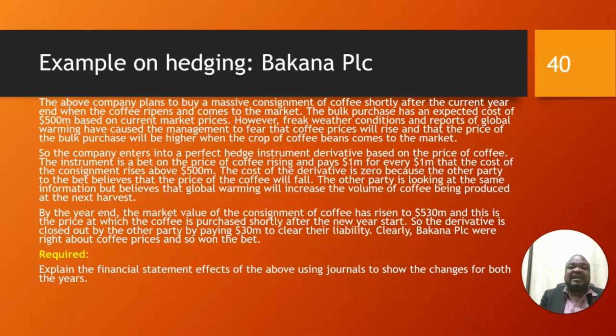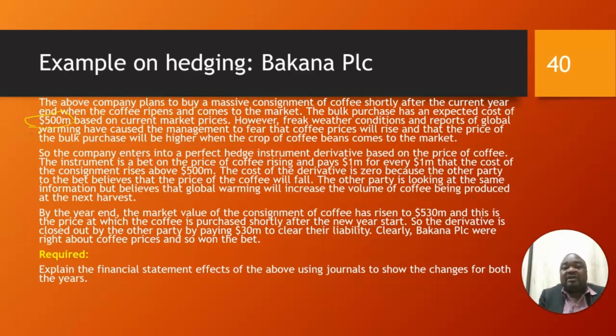Let us look at this example, Bacana PLC. The above company, Bacana, plans to buy a massive consignment of coffee shortly after the current year end, when the coffee ripens and comes to the market. The bulk purchase has an expected cost of 500 million based on current market prices.